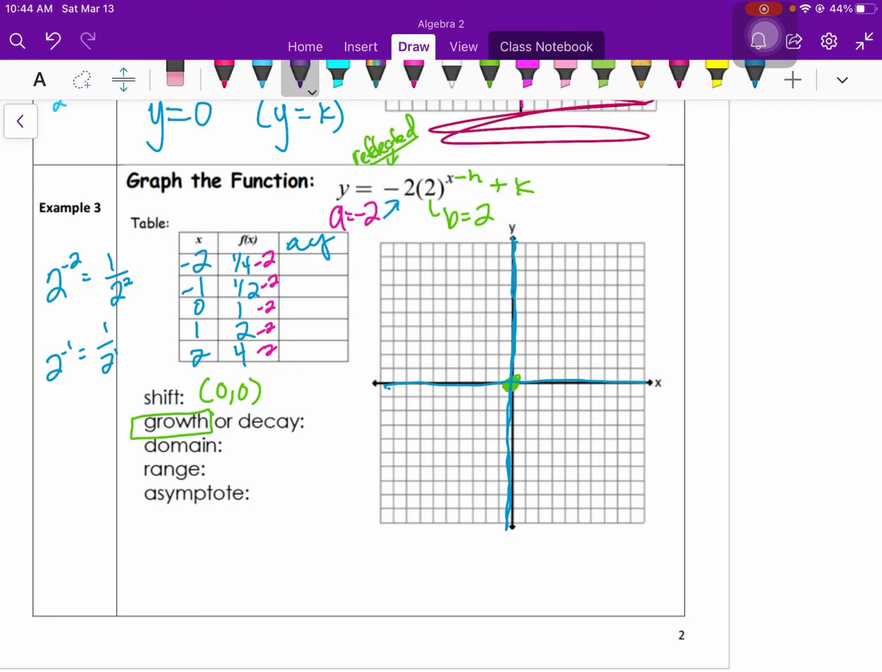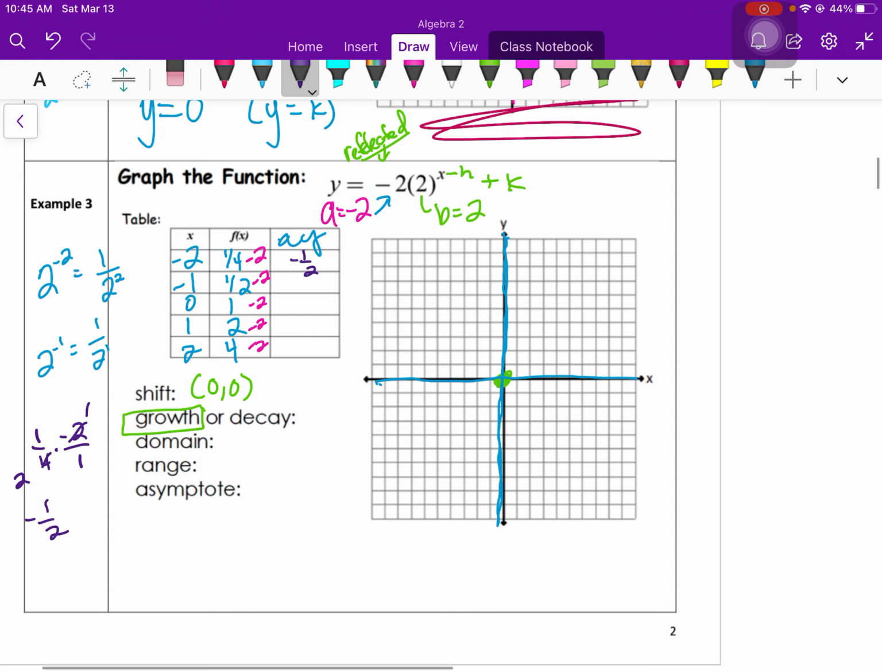Now we have to remember, fraction times a whole number. I got 1/4 times -2 over an implied 1. I can reduce to 1. I get a -1/2 when I plug that guy in. So I get -1/2. Now I've got a -2 over a +2. I get a -1.